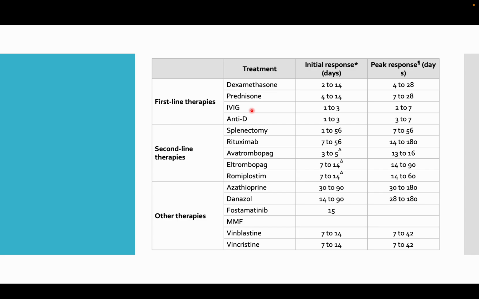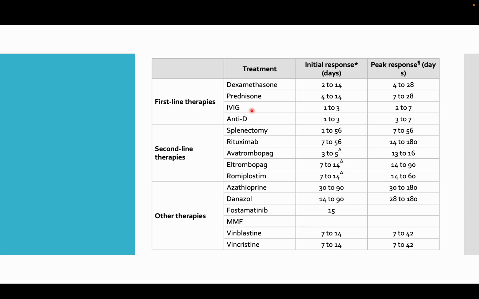So on the first day, the patient comes with bleeding manifestations, you start them on steroids. The response won't come on day one. So you need to give platelet supplementation somewhat. If the platelet count is less than 10,000, and the patient is having a critical bleed, you need to give IVIG, because the IVIG response comes in 1 to 3 days. Even anti-D response comes in 1 to 3 days.